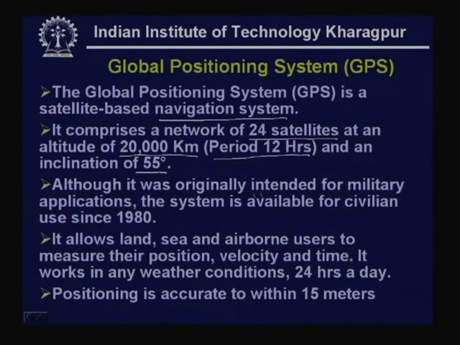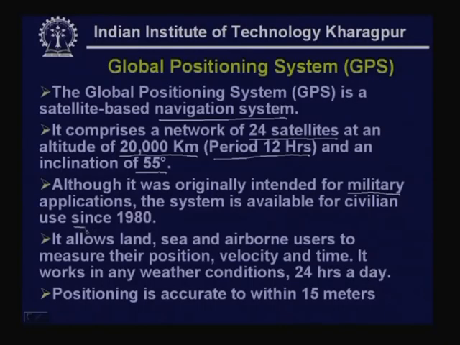So, this was originally intended for military applications. That means, this particular satellite system was developed by Department of Defense of USA, and original plan was to use it primarily for military applications, but in the year 1990 they changed their policy and it was made available for civilian use. And with the help of this GPS system, one can do global positioning, and from that it has derived its name. Actually, it allows land, sea and airborne users to measure their position. That means, 3-dimensional position can be measured, velocity can be measured, and the exact time also can be measured with the help of a GPS receiver.